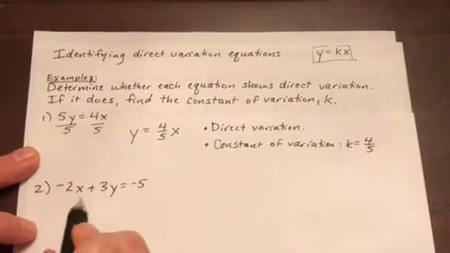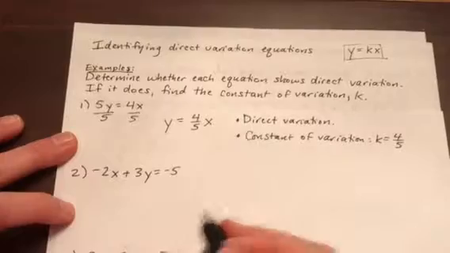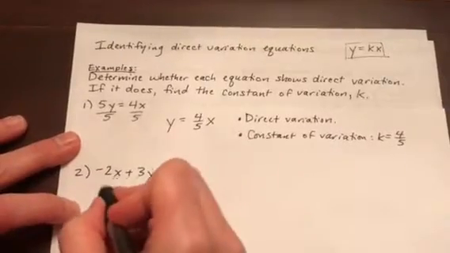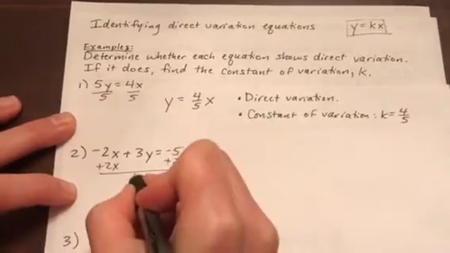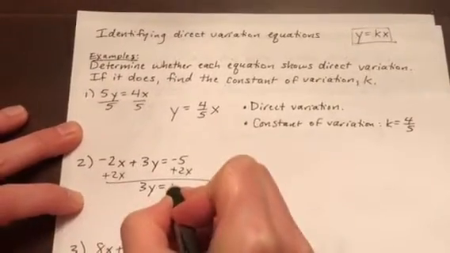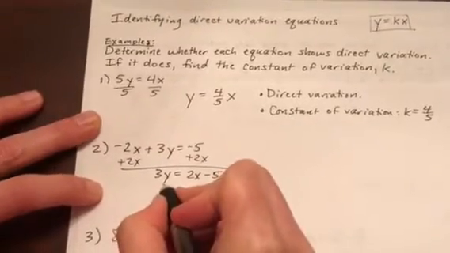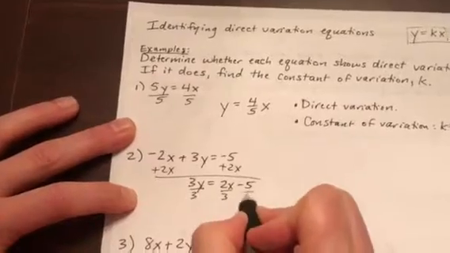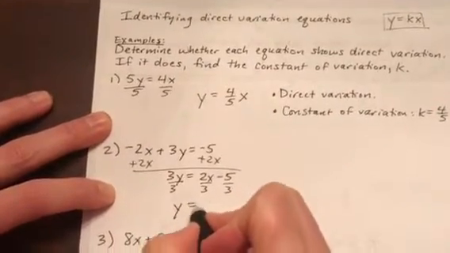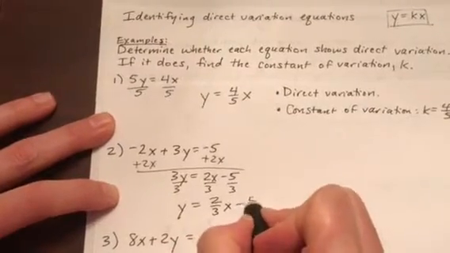Our second example, negative 2x plus 3y equals negative 5. So let's try to isolate y. Add the 2x to both sides. We have 3y equals 2x minus 5. And then we'd have to divide every term by 3 to get that y alone. So now I have y equals 2/3 x minus 5/3.